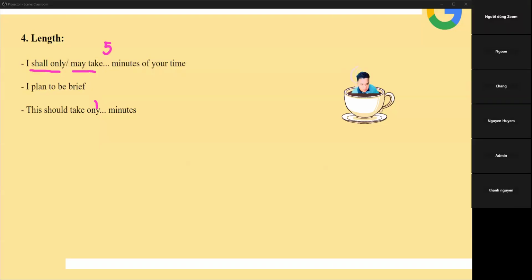Let's try Miss Admin. Admin, are you with us? Okay, she's not with us. Miss Ngoan? Okay, there we go. Yes, I'm here. Okay, let's try reading this one. Choose one only, okay? You can say shall only or may take. Yes, I may take 5 minutes of your time. Okay, very good. How about you, Miss Nguyen Huyem?